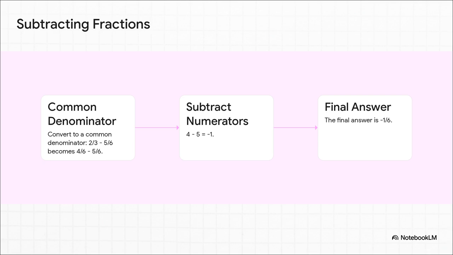And subtraction? It works the exact same way. For 2/3 minus 5/6, our common denominator is 6. So we change 2/3 into 4/6. Now our problem is just 4/6 minus 5/6. Easy. 4 minus 5 is negative 1, so our final answer is negative 1/6. It all just clicks once those bottom numbers match up.